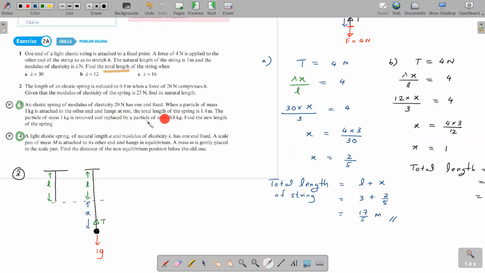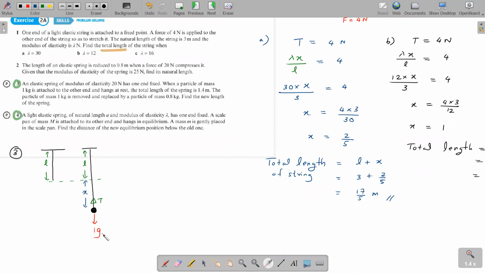So what do we know here? We know that the tension is definitely equal to this weight, 1g. So you can write tension is equal to the weight. And what do we always use for tension in elastic strings? Tension is lambda x over L equals 1g. Lambda value is given to us. Lambda value is 20. Do we know the x or the L value? You can see in the question, they haven't given you the natural length, neither have they given you the extension, but they have given you something else. What is it? The total length of the spring is 1.4, which means they have given you this full length. This full length is 1.4.